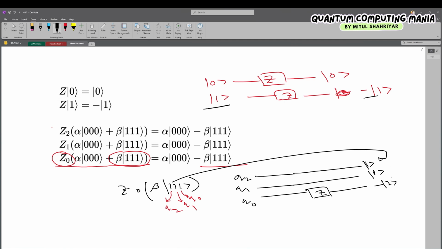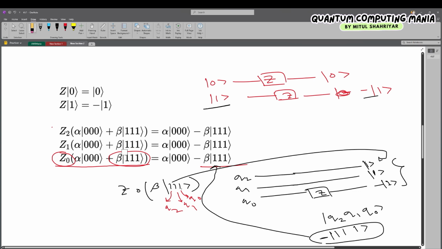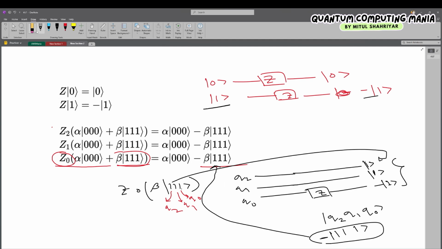Now we have to combine them together. Again the format should be q2, q1, q0. So the first one is 1, the second one is 1, the last one is 1, but the minus is obviously outside, so this should be the result. Let's check if the result matches. Yes, it matches. By the way, this is plus and this turned into minus.